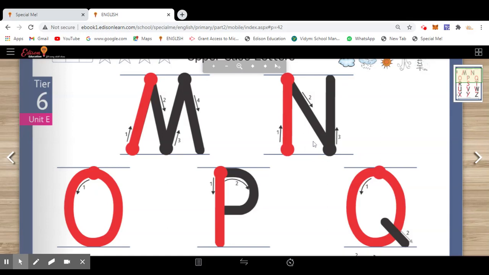Now look at the next letter. Which letter is this? This is uppercase letter N and N is a phonic sound of letter N. So let's listen to its phonic song.